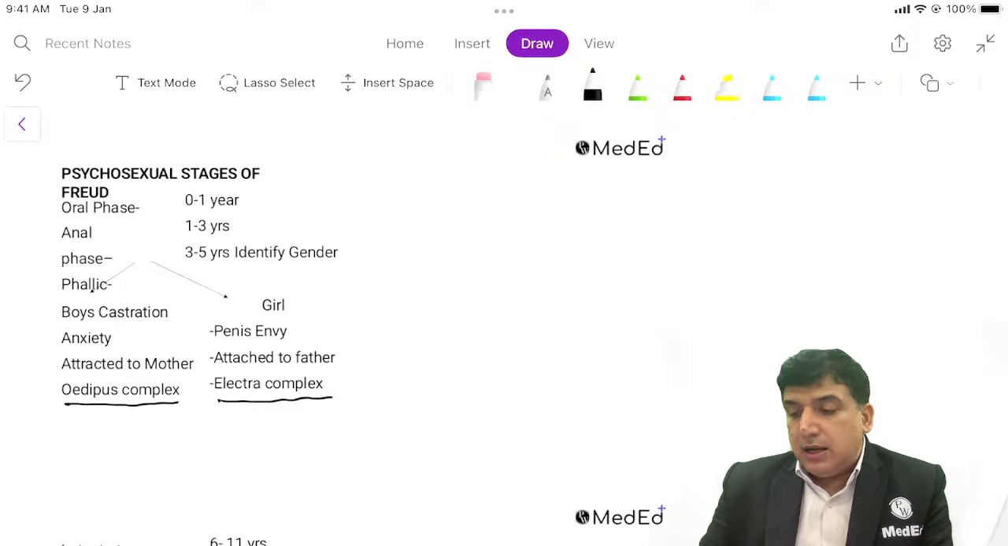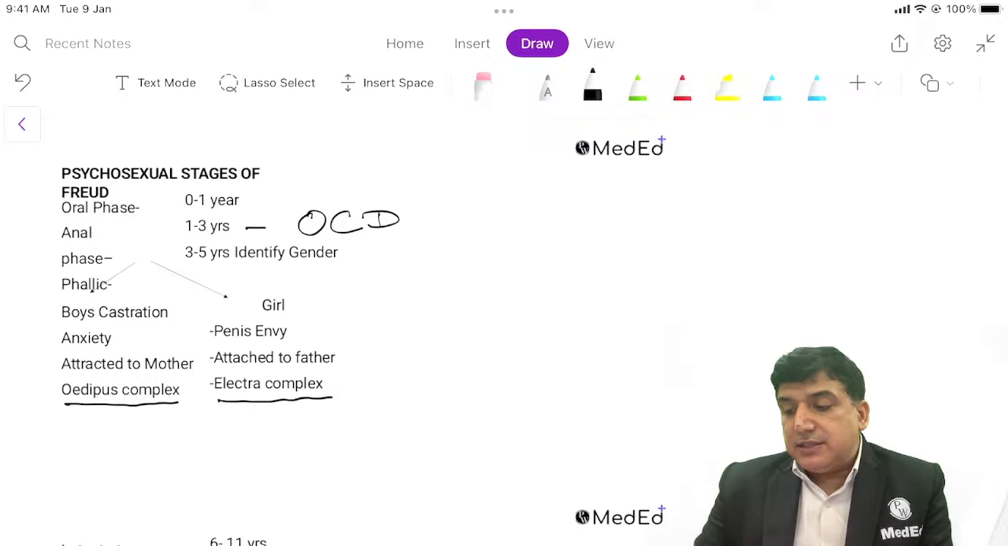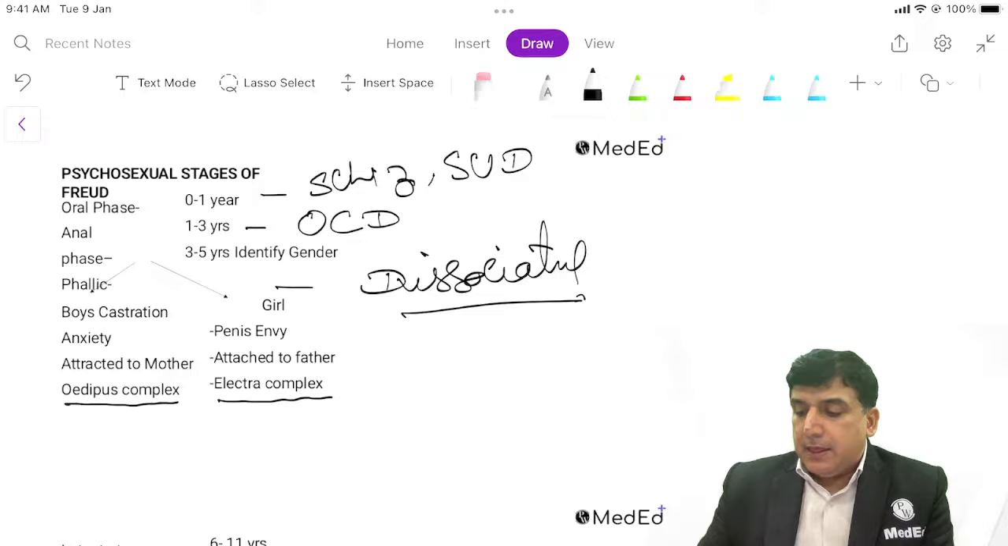Just remember, if the person doesn't pass smoothly from one phase to another, development of disorders occurs. OCD occurs in the anal phase. Substance use disorder occurs in the oral phase. In the phallic phase we have development of what? Dissociative disorder. That you have to remember.